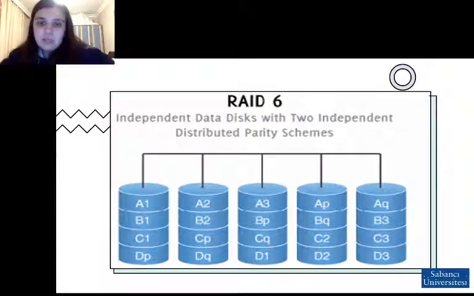Diagram has 5 disks. In each disk we have blocks and independent parities P and Q. In disk 1 we have blocks A1, B1, C1, and DP. In disk 2 we have blocks A2, B2, CP, DQ. In disk 3 we have blocks A3, BP, CQ, and D1. In disk 4 we have blocks AP, BQ, C2, D2. And in disk 5 we have blocks AQ, B3, C3, and D3.